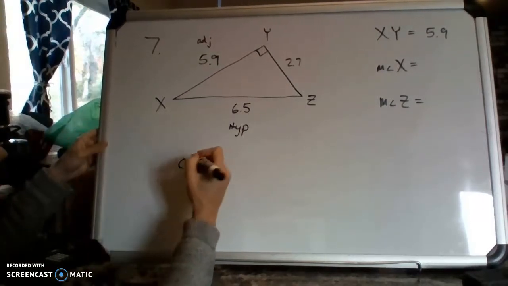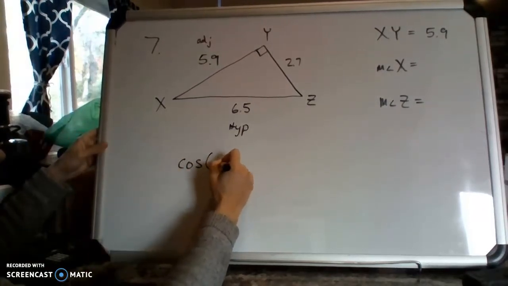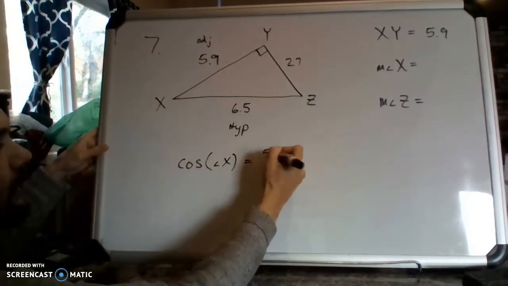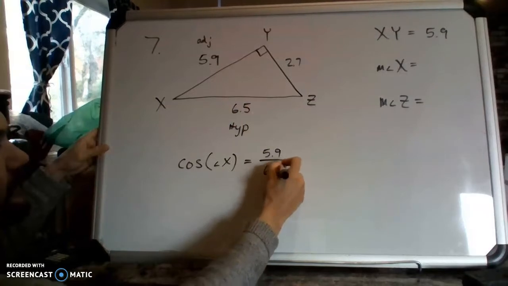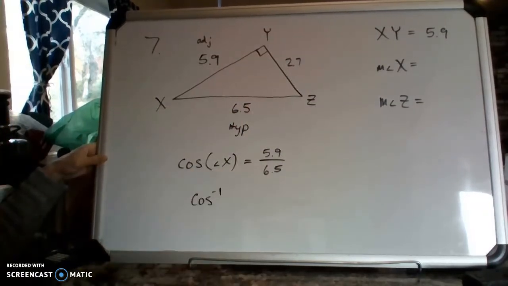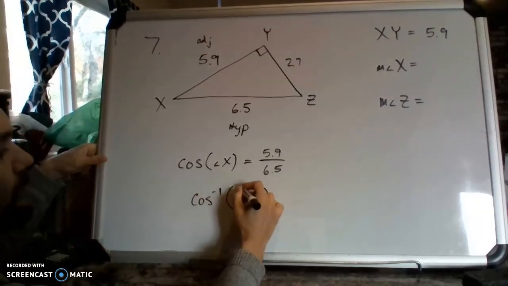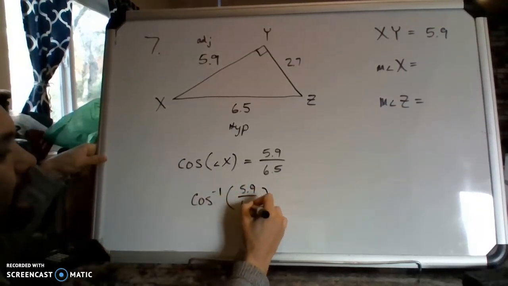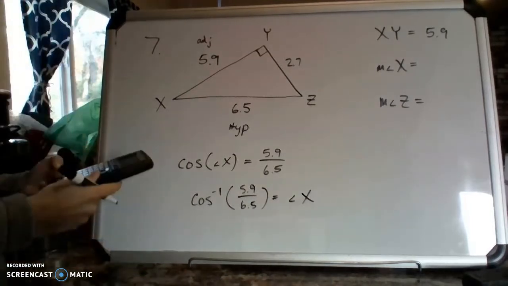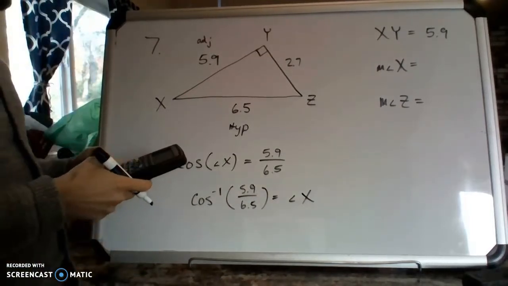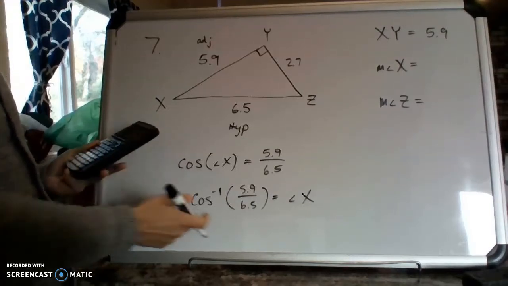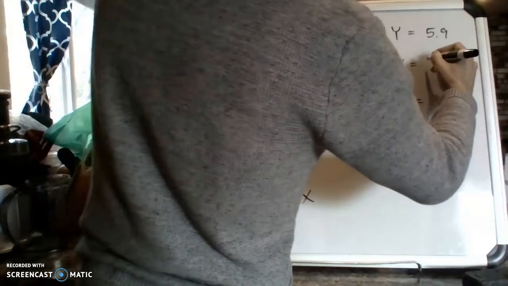So normally it would be cosine of angle x would be equal to the adjacent side 5.9 over the hypotenuse 6.5. Because we're missing our angle, we need to switch this over into cosine inverse, and we need to put the ratio inside instead of the angle. And whatever that comes out to be will give us our value for the measure of angle x. Let me calculate that very quickly. It comes out to be 24.8 degrees.